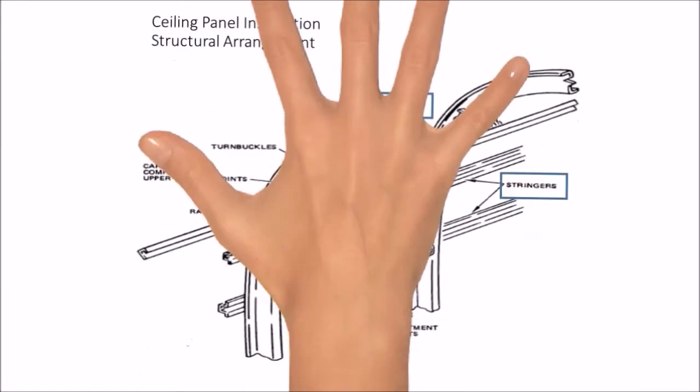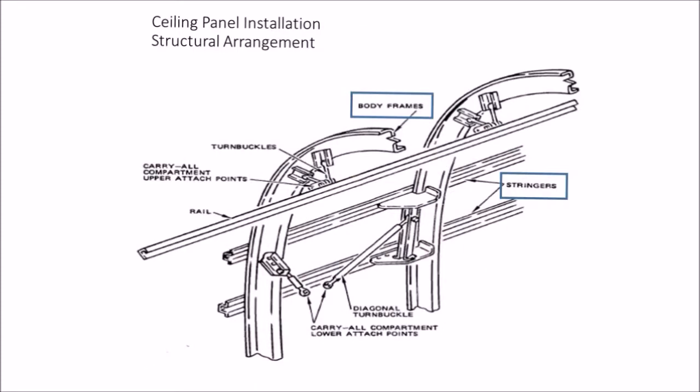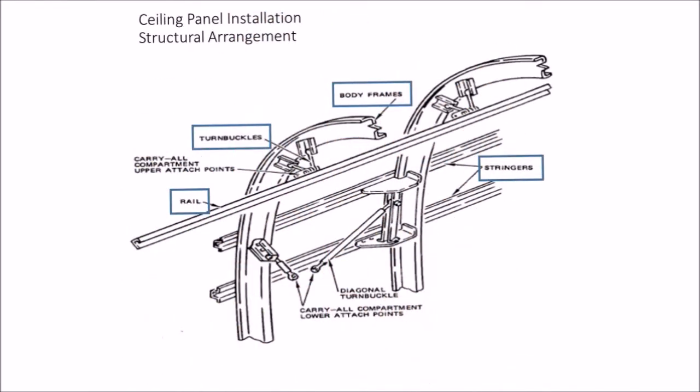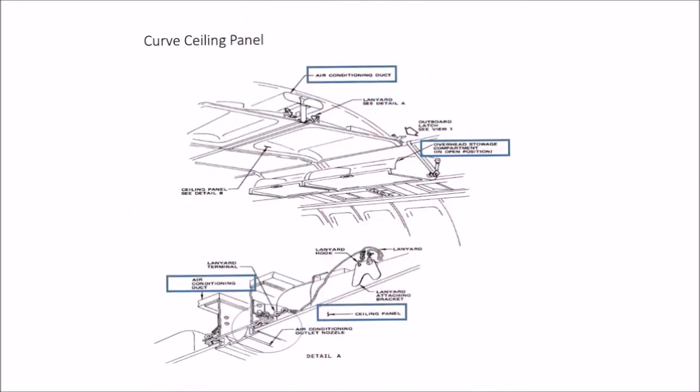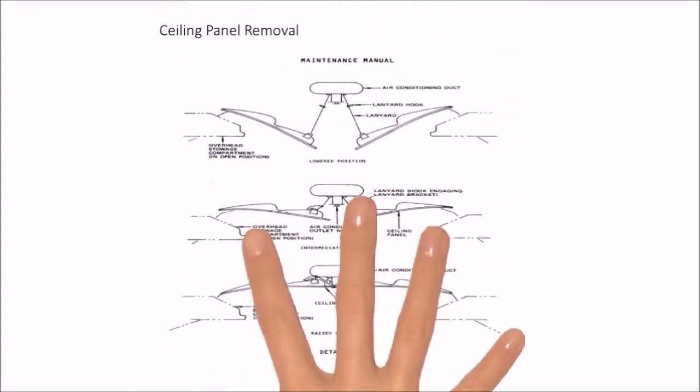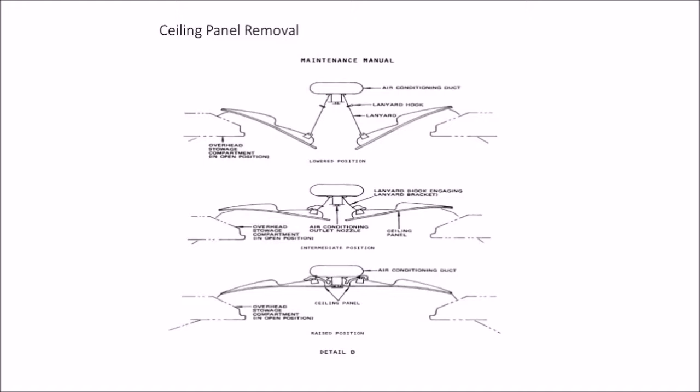The suspended ceiling support structure is attached to the fuselage frame and stringers. These ceiling rails are attached to the fuselage frame using turnbuckles. The curved ceiling panels are attached to the said rails at the outboard end. At the inboard end, it is attached to the air conditioning distribution duct. Lanyards are used to support this curved ceiling when it is opened for maintenance access.